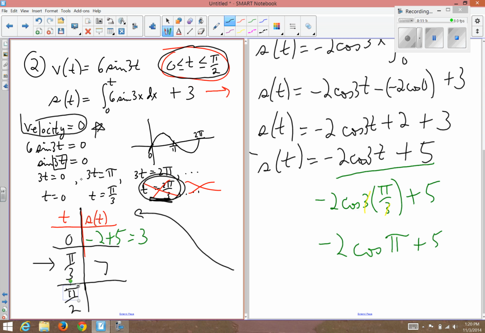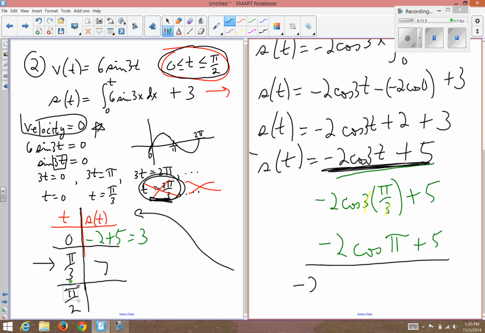And now we plug pi over 2 into this formula underlined over here. The position at time pi over 2 is negative 2 cosine 3 times pi over 2 plus 5. 3 times pi over 2 is 3 pi over 2. The cosine of 3 pi over 2 is 0. 0 times negative 2 plus 5 is 5.